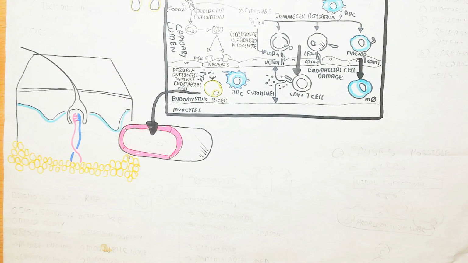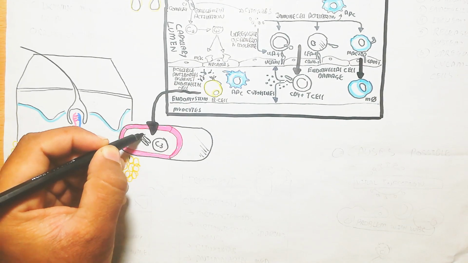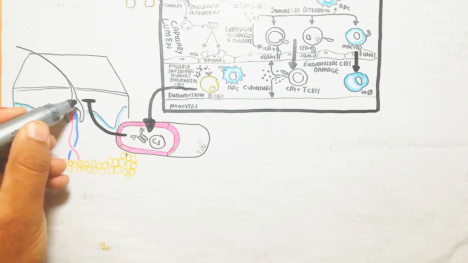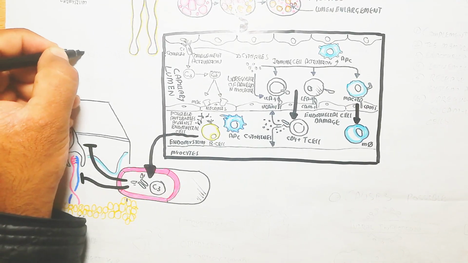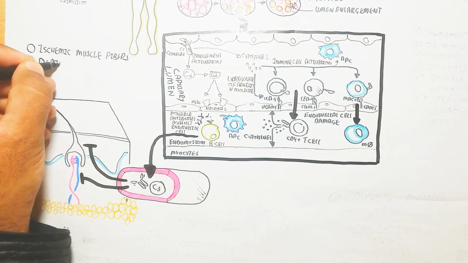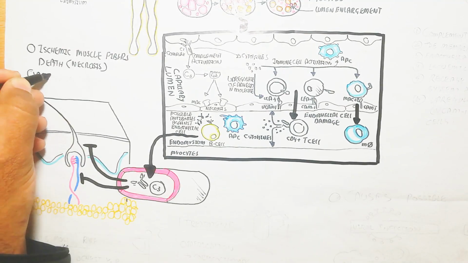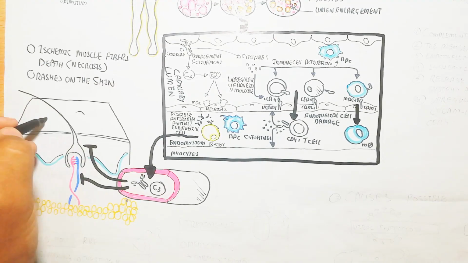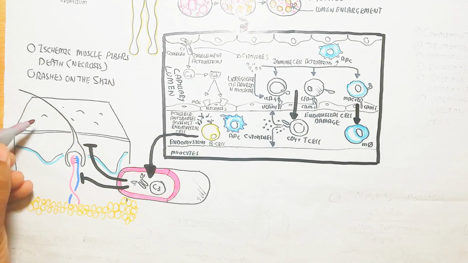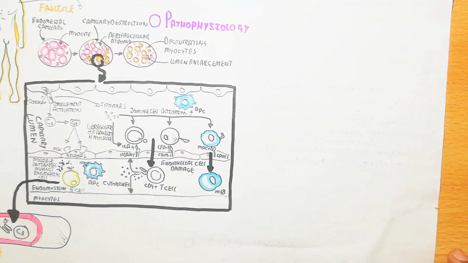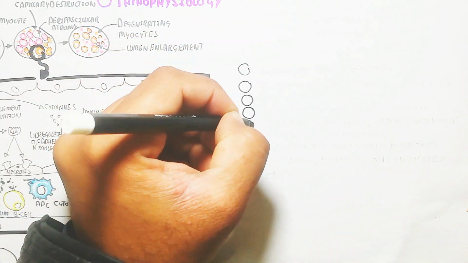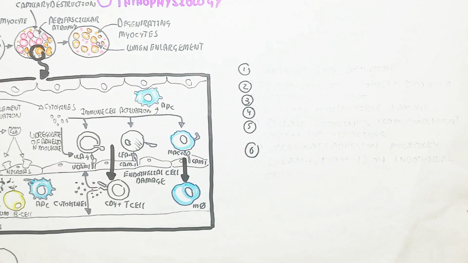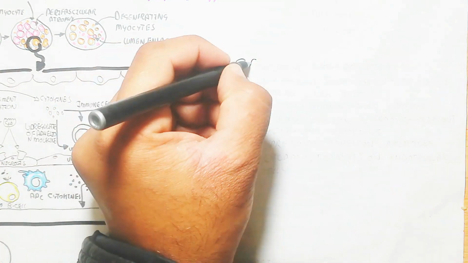So these antibodies and the C1 complex will lead to C3 activation of the complement system, which will go into the blood vessels of the hair and the epidermis, and will lead to ischemic muscle fiber death, also necrosis, and the rashes on the skin. This is the sign, but we will understand it with the symptoms. So here let's understand the summarization of the pathophysiology.